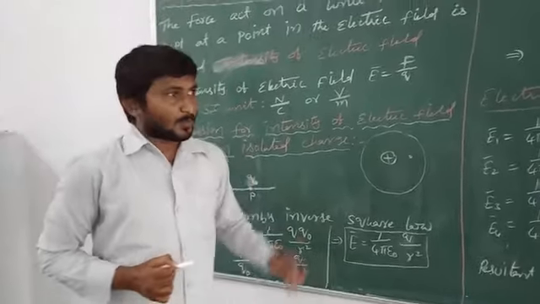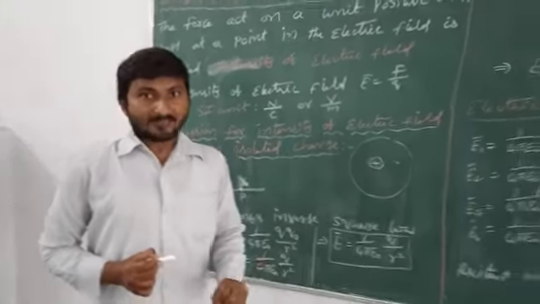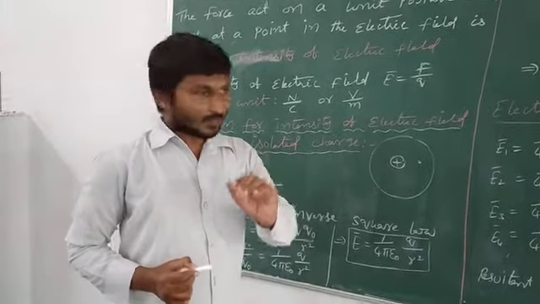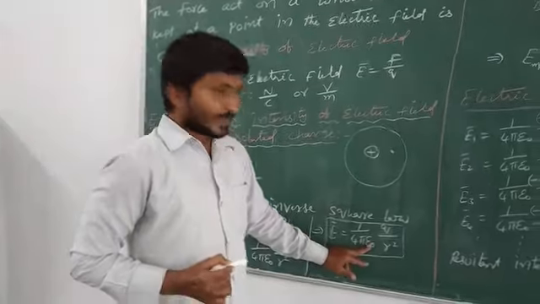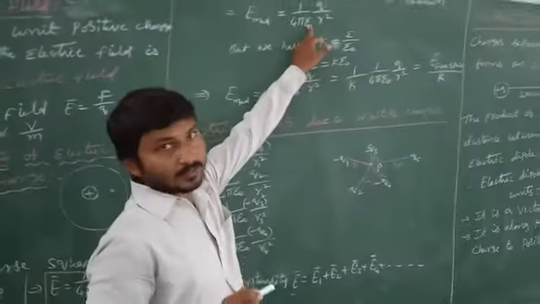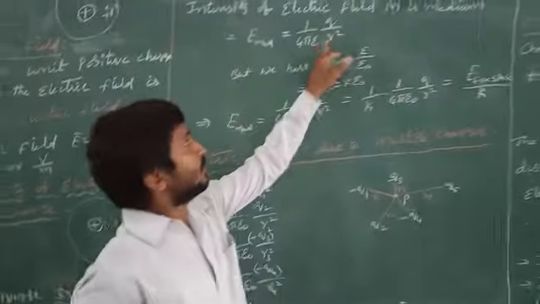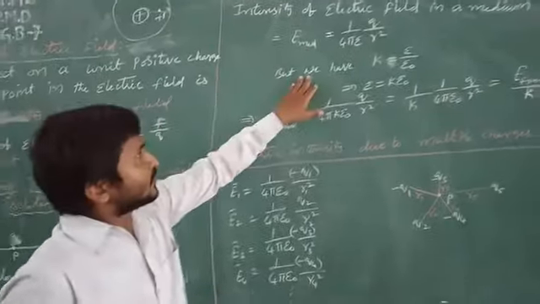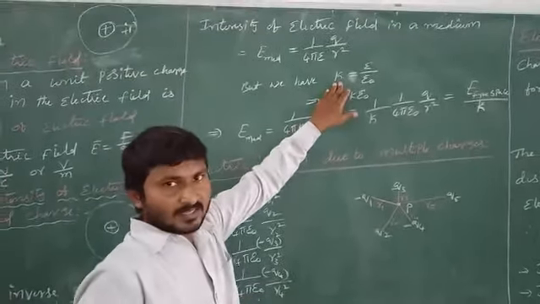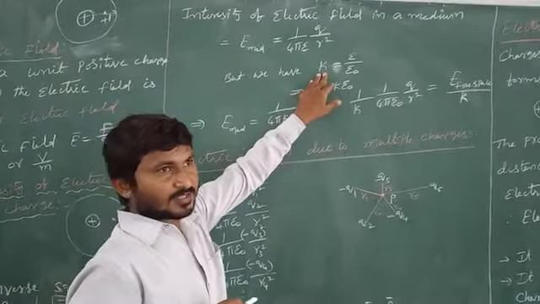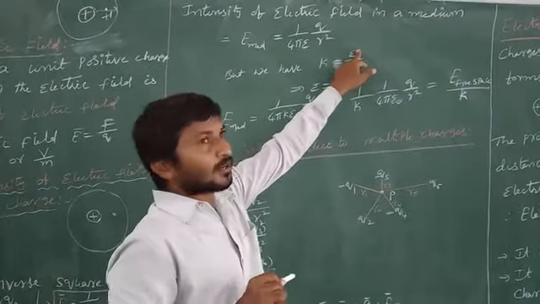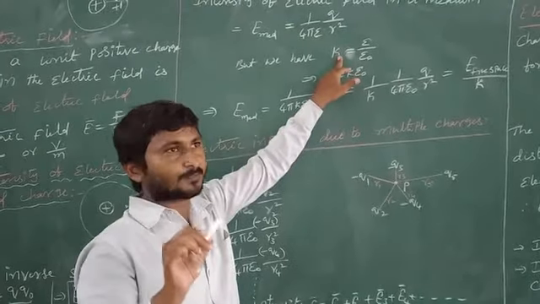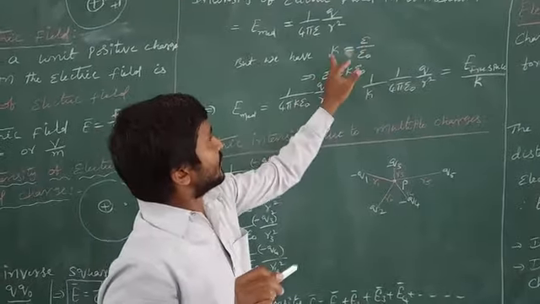Suppose the charge is in a medium having permittivity epsilon, then the expression for intensity of electric field will become E bar equals 1 by 4 pi epsilon into Q by R square, where epsilon replaces epsilon naught, and epsilon is the permittivity of the medium. We know that dielectric constant or relative permittivity is defined as the ratio of permittivity of a medium to the permittivity of free space. From this, epsilon equals K epsilon naught.